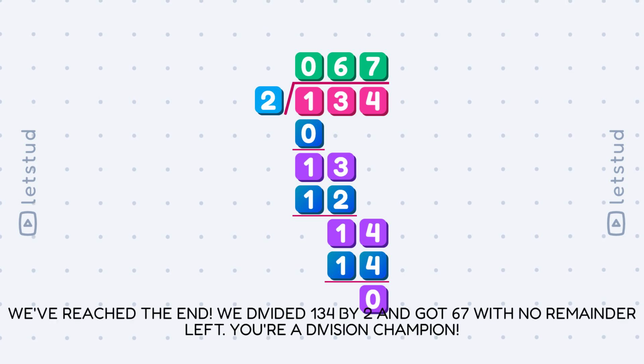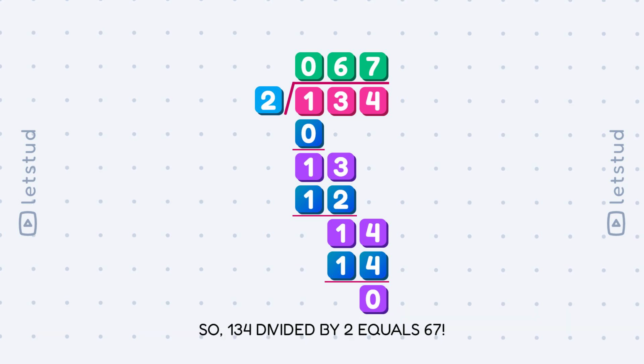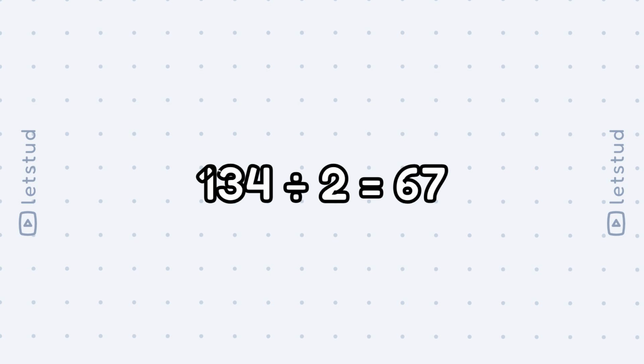We've reached the end, we divided 134 by 2 and got 67 with no remainder left. You're a division champion. So 134 divided by 2 equals 67. Great job, everyone. We tackled long division step by step and found out that 134 split into 2 equal groups is 67. Remember, every problem is just a puzzle waiting to be solved.